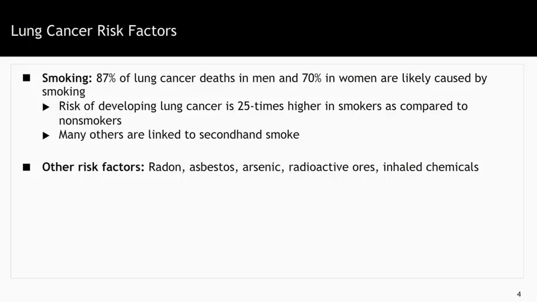This is why in the United States, smoking has been banned in restaurants and most public places, because it is well known that secondhand smoke is linked to a risk of lung cancer. Other risk factors include radon, asbestos, arsenic, radioactive ores like uranium, and inhaled chemicals. In other words, inhaled substances that damage the lungs.